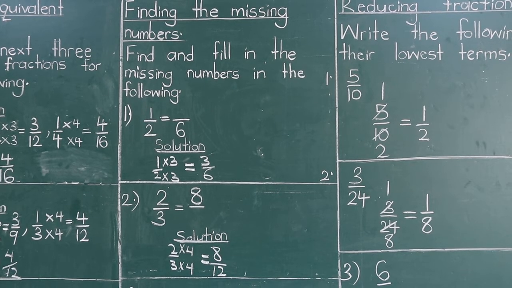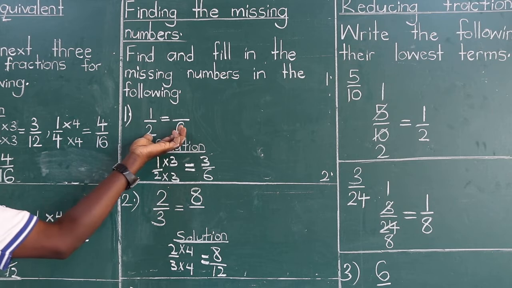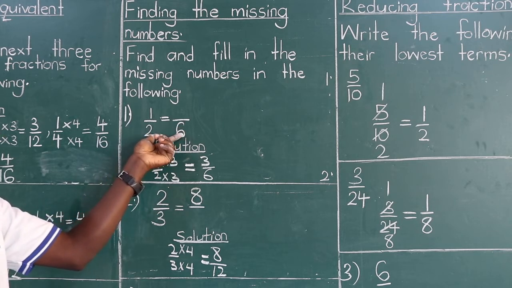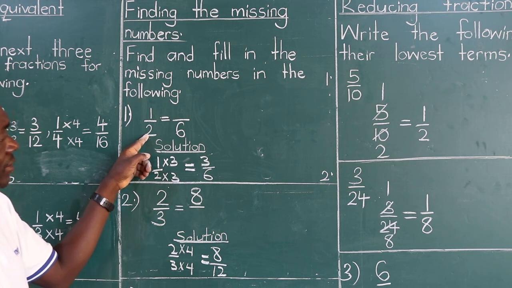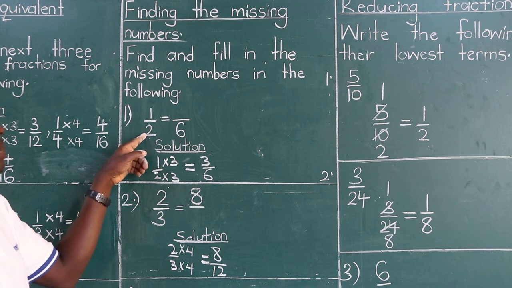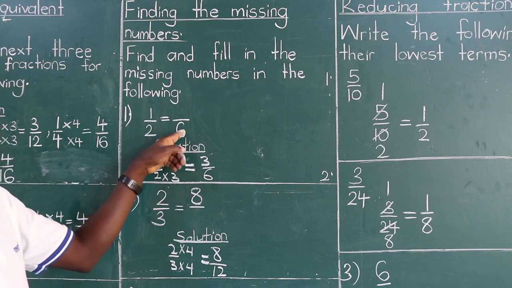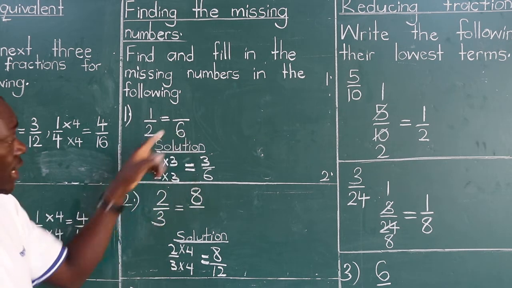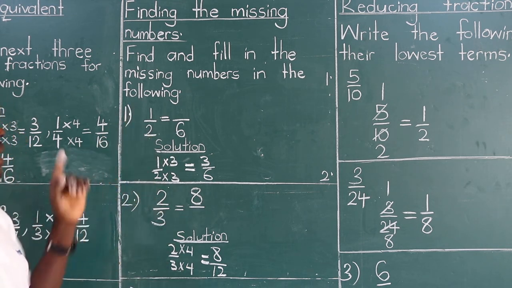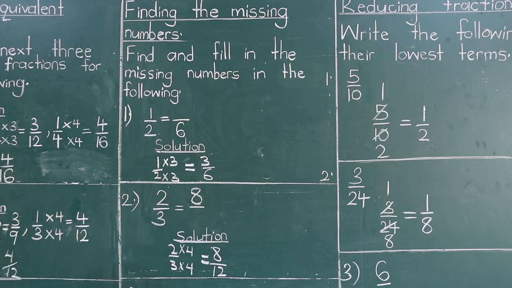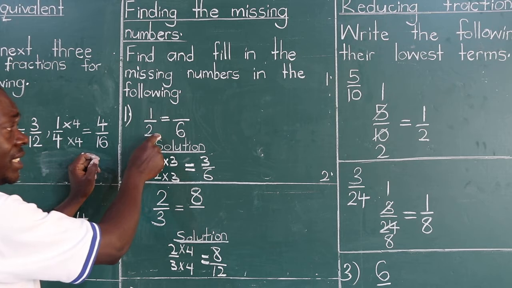Here the working is very easy. You first look at the 2 filled ones. This time the lower numbers are filled properly, the 2 and 6, that is the denominators. So you ask yourself, what do I multiply 2 by to get 6? 2 times what to get 6? 2 times 3. Meaning I'm going to multiply up and down by 3 like we've done for equivalent fractions. So 2 times 3 is 6.